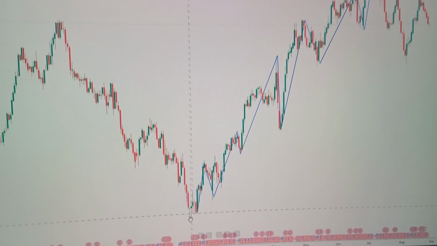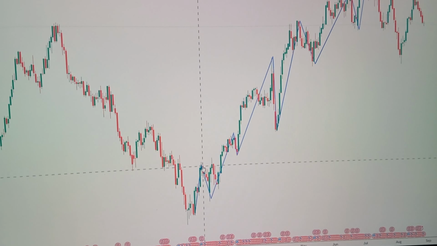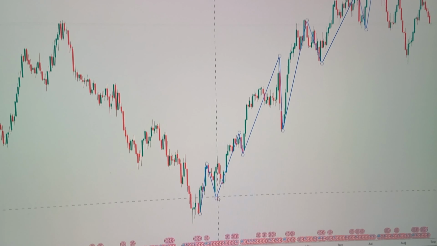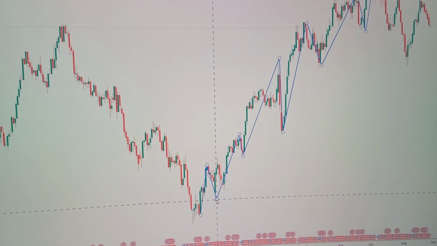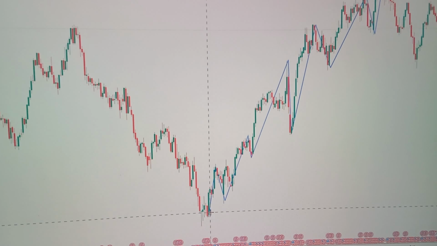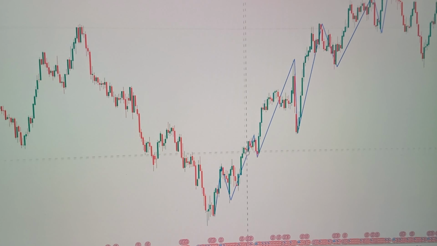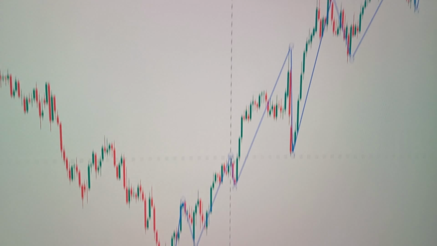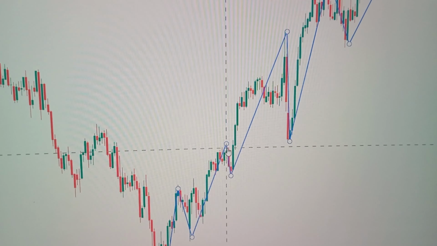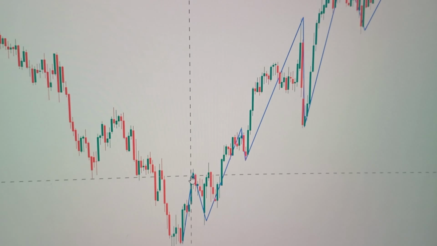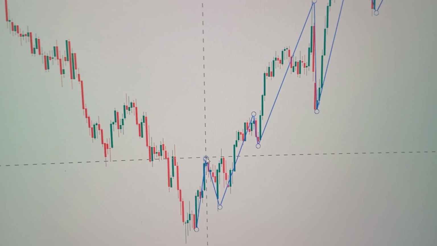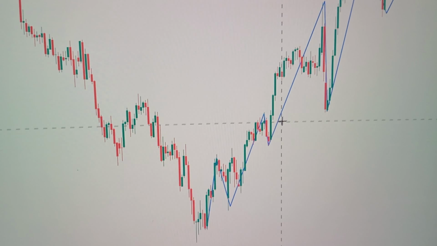This point right now is a low. This is a high. This is another low. This low is higher than this low, so it's a higher low. This is a high. The next high, which is right here now, is higher than this high. Okay, so it's called a higher high.